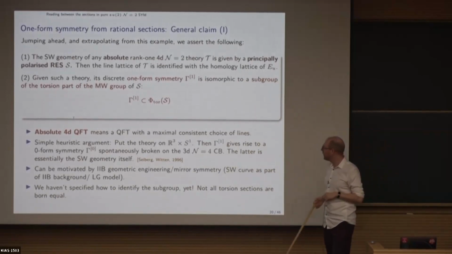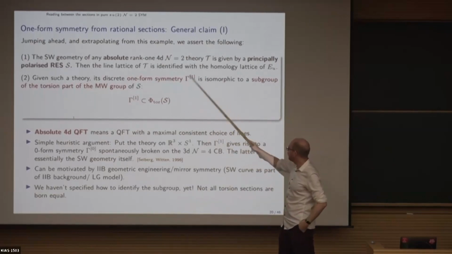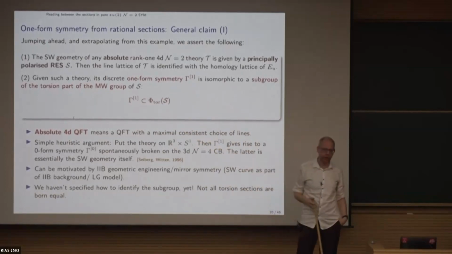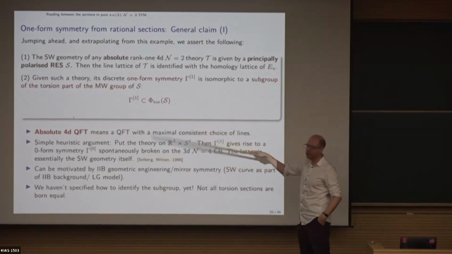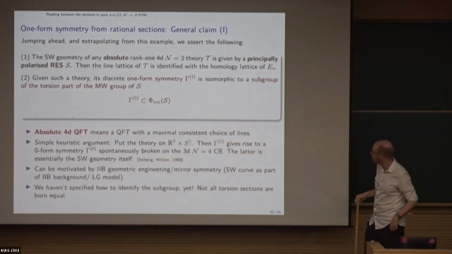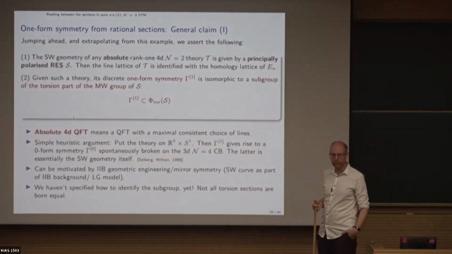The second point is that given such an N=2 theory, the discrete symmetry, the one-form symmetry, can be identified, or is isomorphic, to a subgroup of the torsion part of the Mordell-Weil group. Then I need to tell you how I find this particular subgroup. We'll get back to that. Yes? Are there cases where the Dirac pairing is not the intersection? Yeah, I'll give an example. It will be up to a scaling, but the scaling is precisely the polarization.